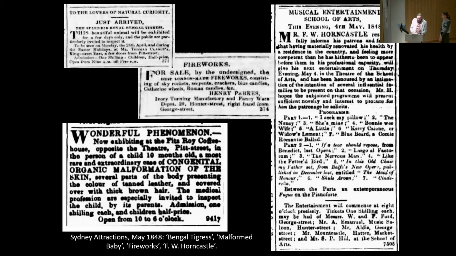Thomas Clancy had on exhibition a beautiful Royal Bengal tigress, viewable for a shilling or 6 pence for children. The parents of a 10-month-old child with a congenital malformation that gave its skin the colour of tan leather and a covering of thick brown hair were exhibiting the child as a wonderful phenomenon in the Fitzroy Cafe house. For a shilling, children half price. Or for more refined entertainment, you could hear the singer F.W. Horncastle at the School of Arts. And if McDonald had wanted to delight his children at home, he would even have purchased fireworks from the future Father of Federation, Henry Parkes.